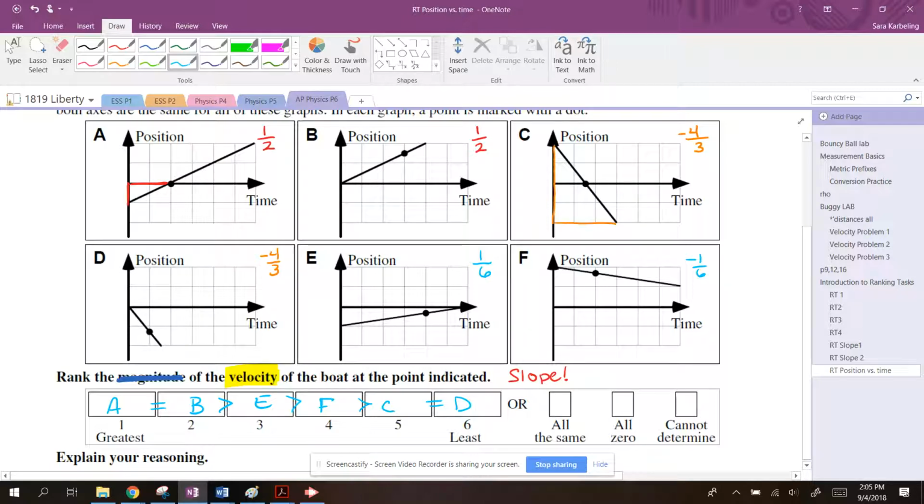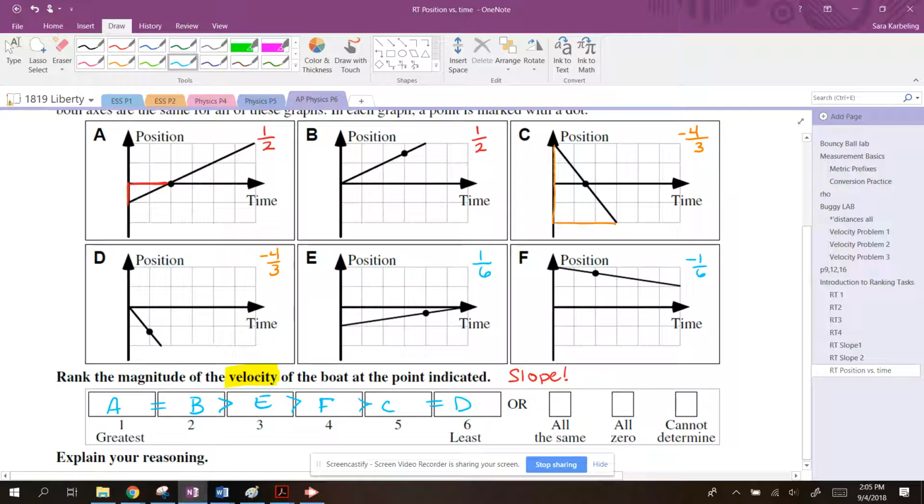We okay? Okay, now I'm not done yet. I'm going to bring that word back. The word is magnitude. Rank the magnitude. Do you know what the word magnitude means? You hear it when you talk about earthquakes, right? It was a magnitude 5 earthquake or whatever, right? What does that mean? Kind of like how big it is, right?